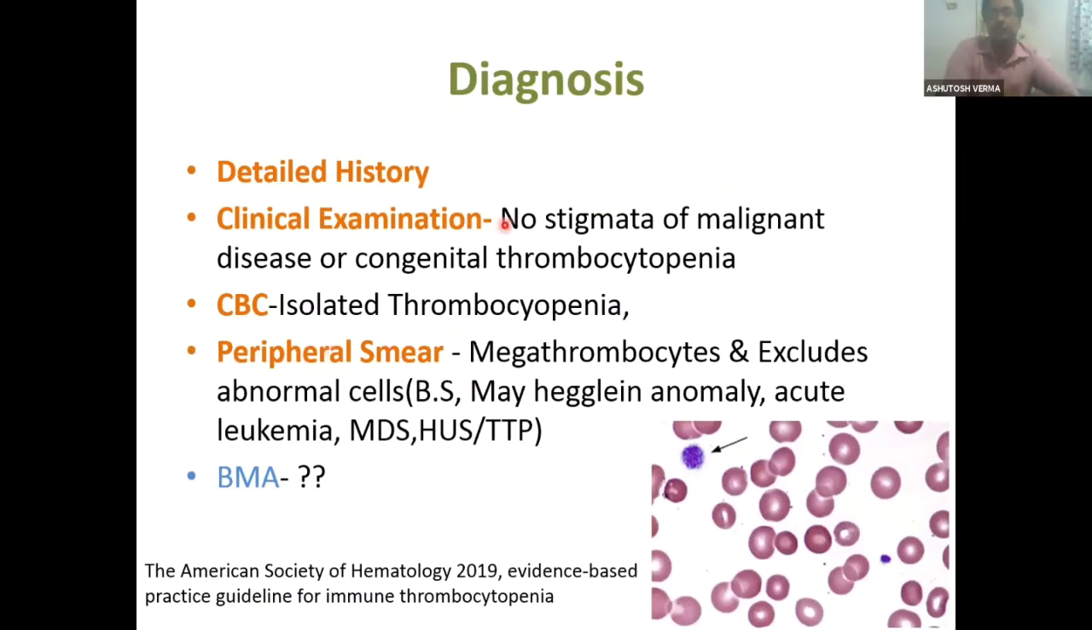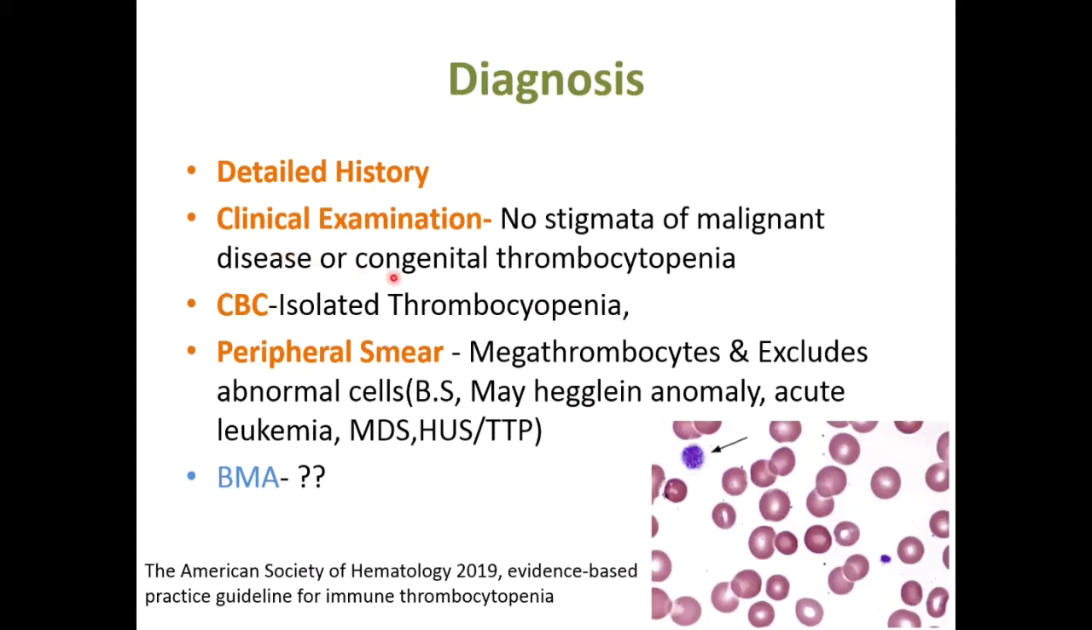So to come to a diagnosis, we should first get a detailed history. The detailed history should include onset, progression, duration, the type of bleeding, the severity of bleeding, and whether any inciting event was there or not, like recent history of vaccination, any sepsis, any immunization.